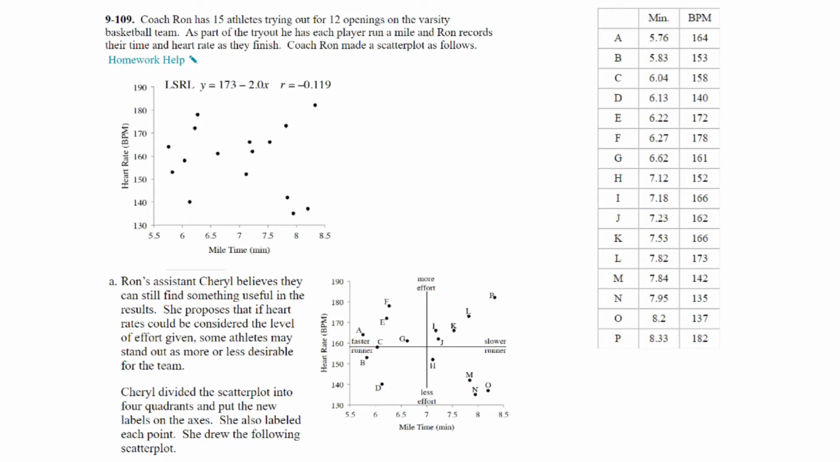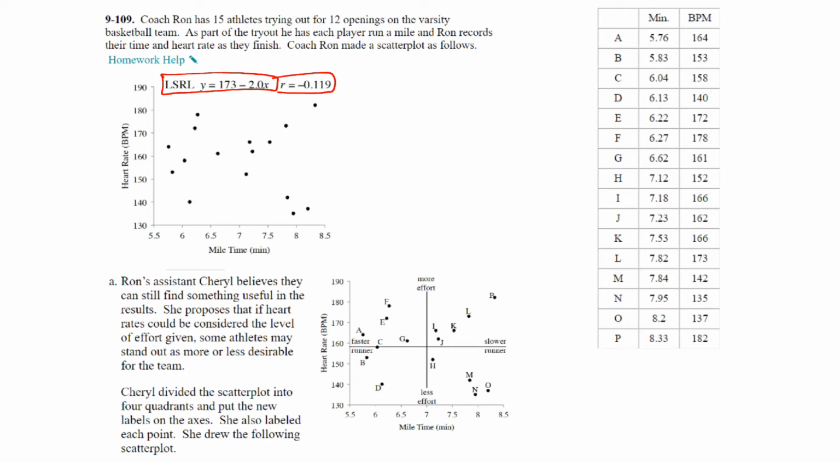Question 109. Coach Ron has 15 athletes trying out for 12 openings on the varsity basketball team. As part of the tryout, he has each player run a mile, and Ron records their time and heart rate as they finish. Coach Ron made a scatter plot as follows. So you can see the scatter plot. You can also see that we are provided with the least squares regression line, and we also have the correlation coefficient. The data is off to the right, and we have some more information below.